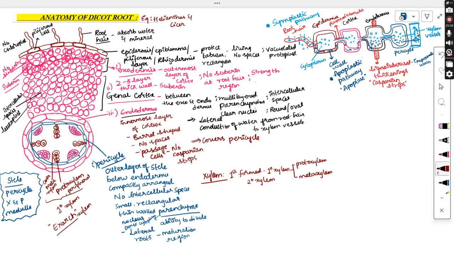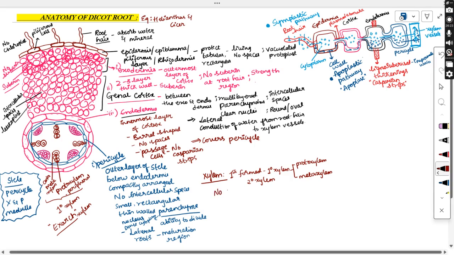Now, the main function of this xylem tissue is to transport the water, as we discussed the transportation pathway, apoplastic and symplastic pathway. Once it reaches the xylem, the water will be transported to the remaining parts of the plant body. So due to the arrangement of this protoxylem and metaxylem, we can see the exarch type of xylem. And we cannot find any structure called cambium in between the xylem and phloem.